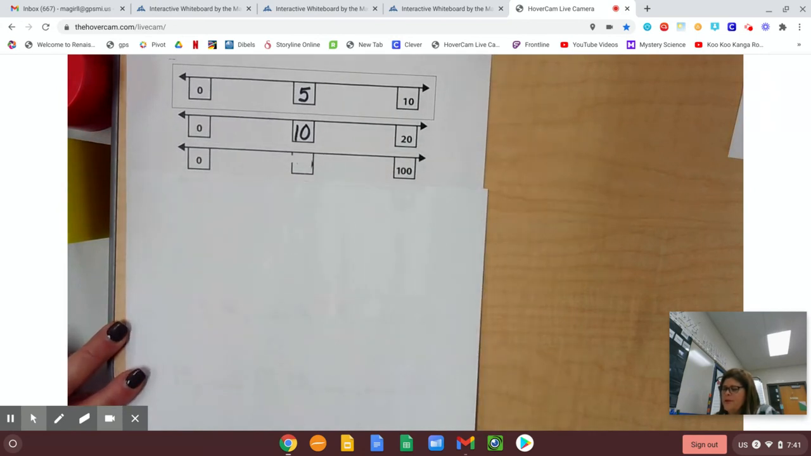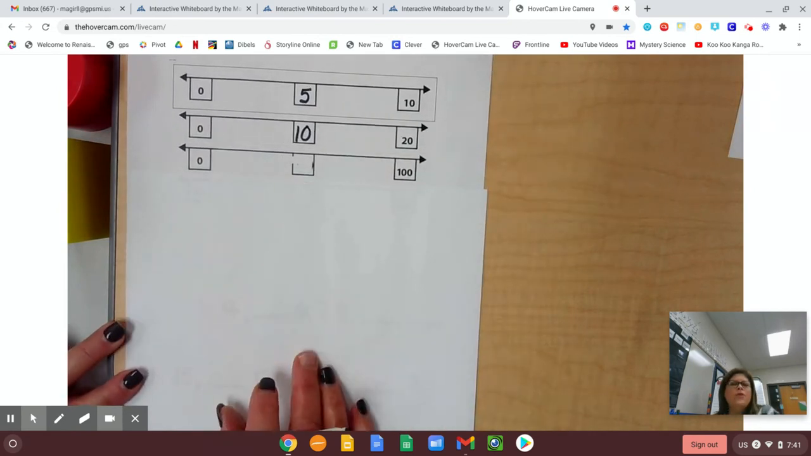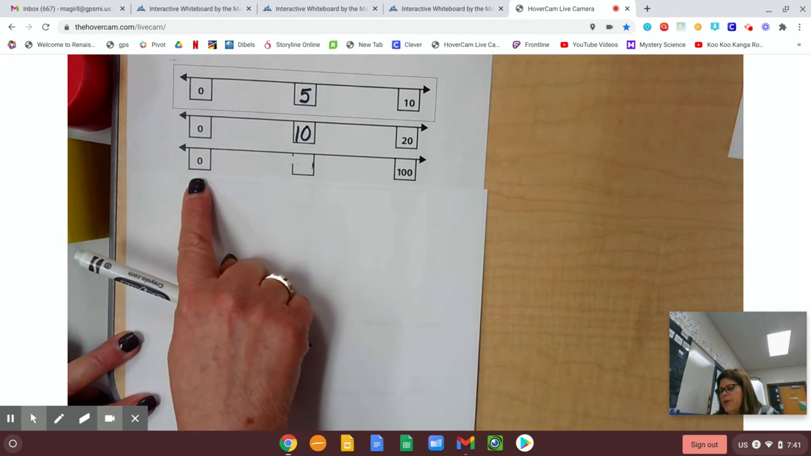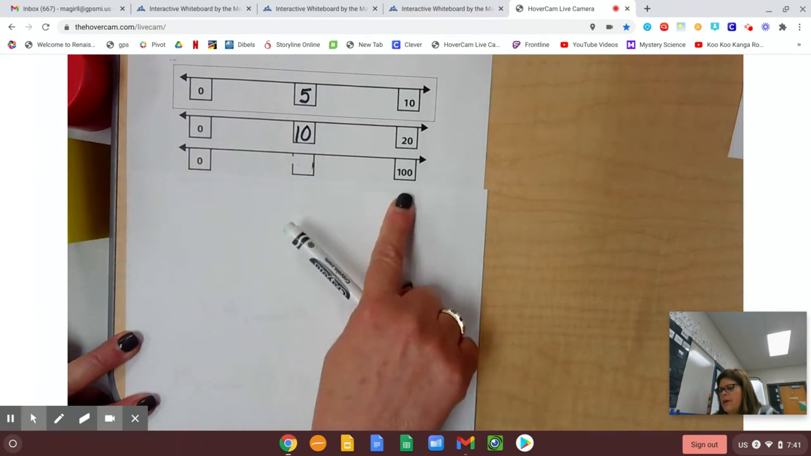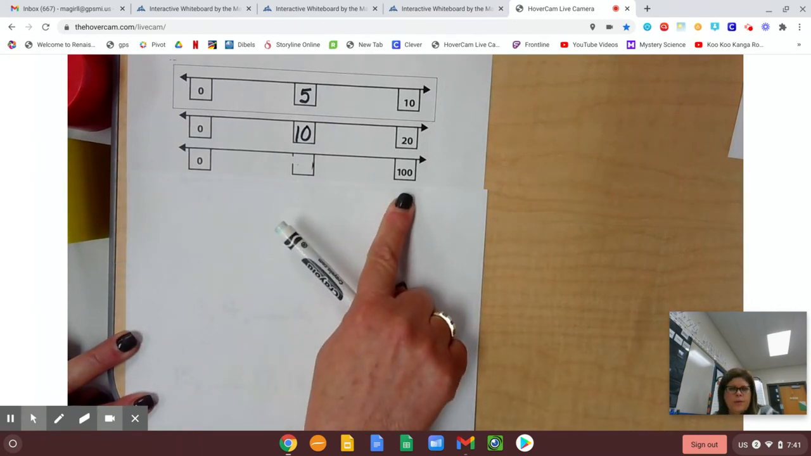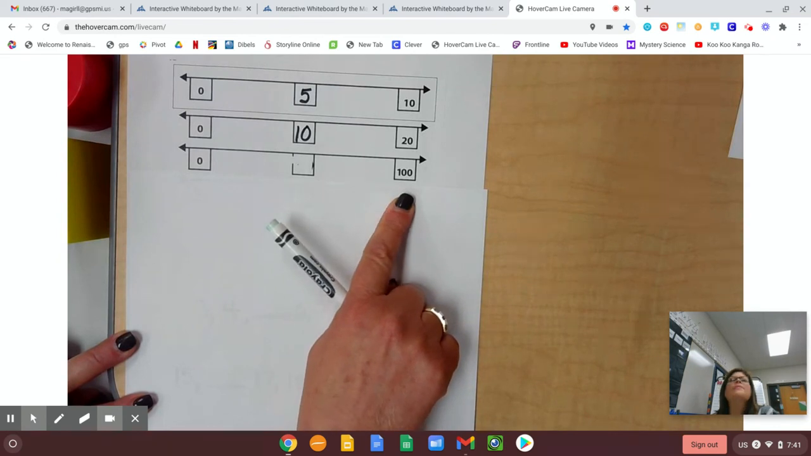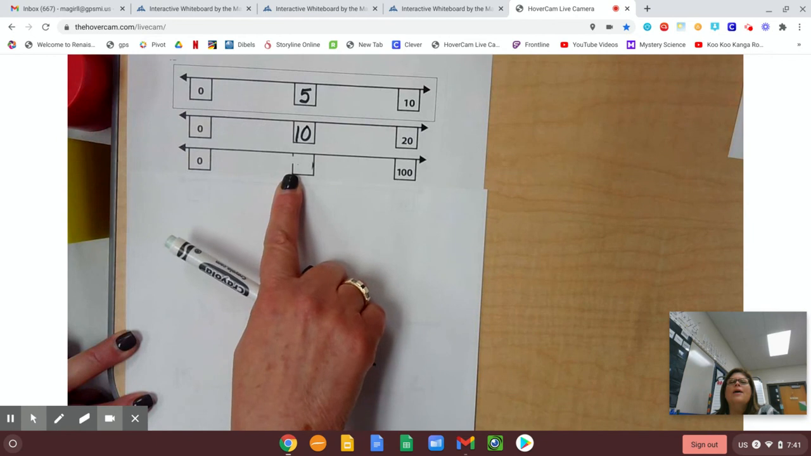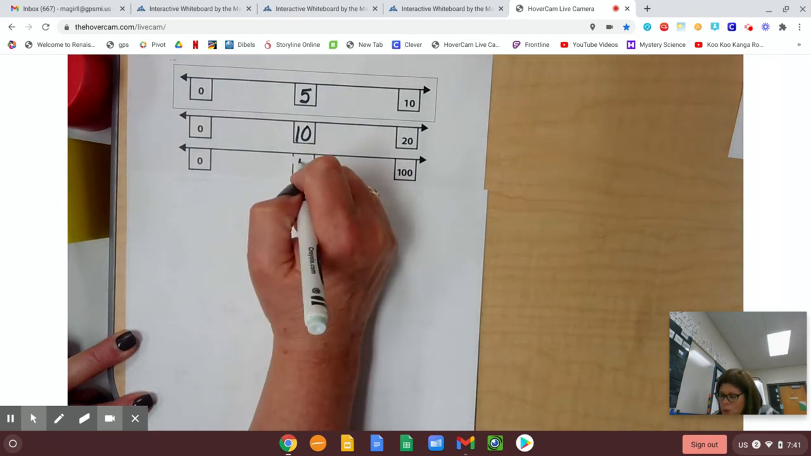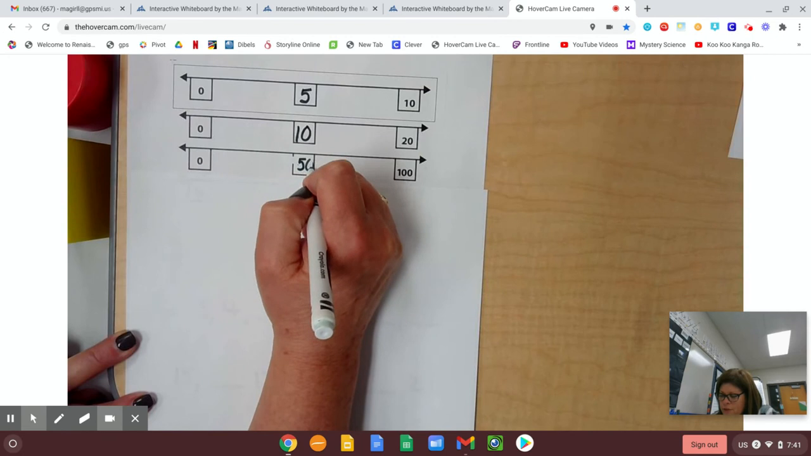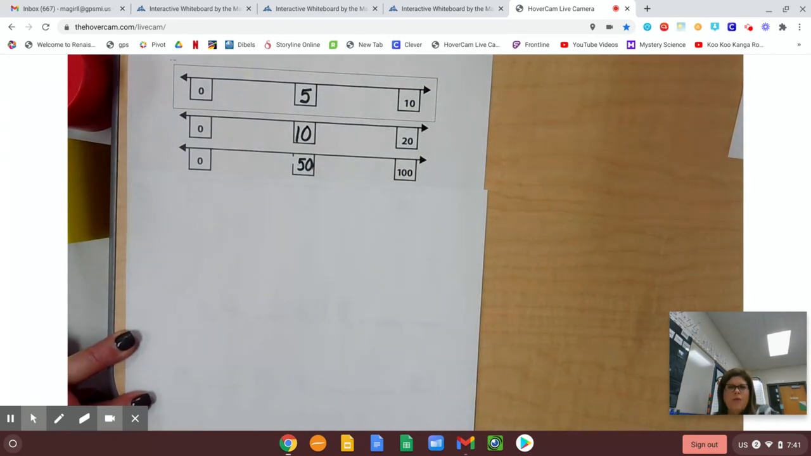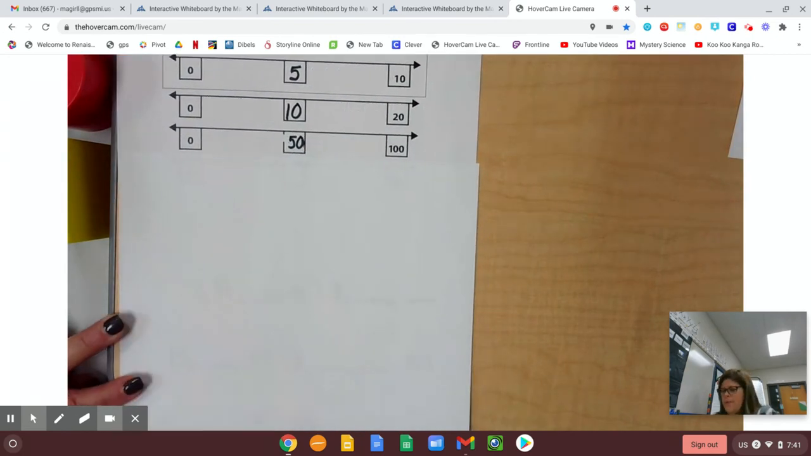Okay. Do you know the number that's halfway to 100? Because we have 0, something, 100. You can try writing it down. Can you say it? Yes. If you wrote and said 50, that is halfway to 100.